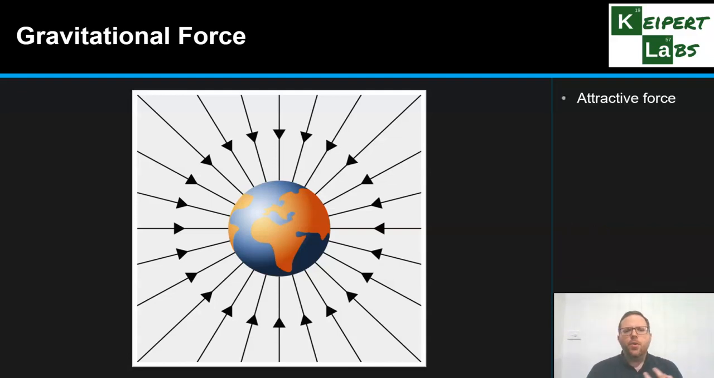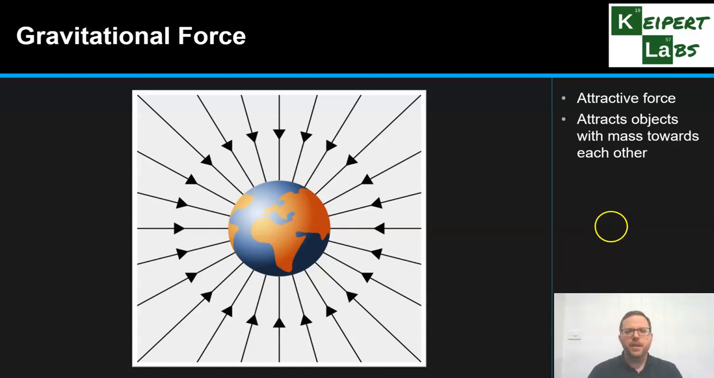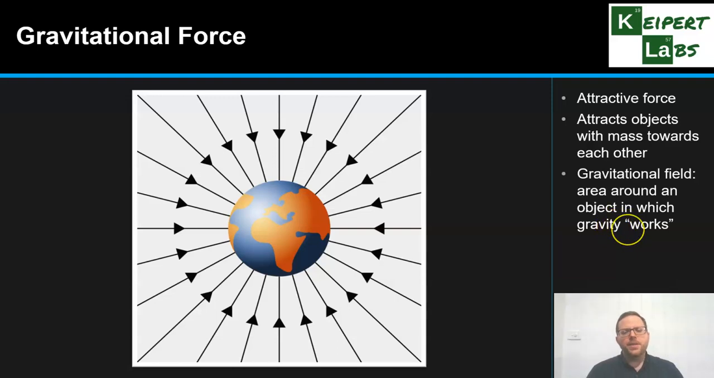So gravity is an attractive force. That is, it's not a pushing force, it's always a pulling force. It's a pulling or attractive force that exists between objects that have mass and causes them to attract towards each other. Relatively speaking, it's not a very strong force compared with some of the other forces we encounter in our everyday lives, but it still has a noticeable effect on us. And it has an effect on us because objects that have mass create a gravitational field. That is the area around that object in which gravity seems to just work.